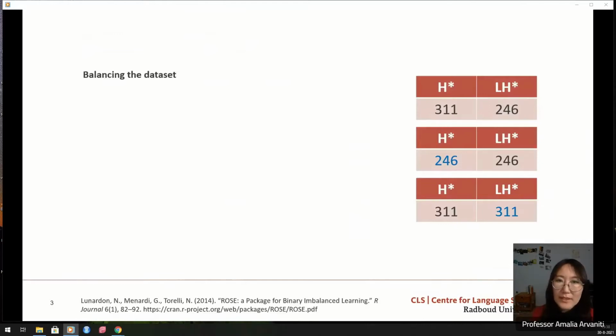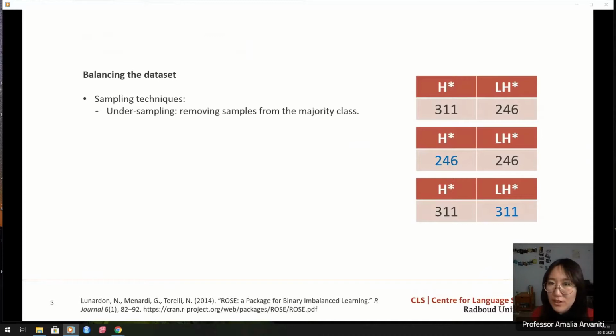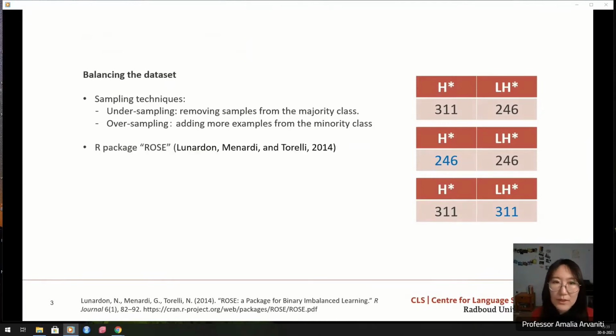To balance the data set, there are different sampling techniques. The first technique is called undersampling. That is to remove samples from the majority class, like this one, reducing 311 to 246. And there's another method called oversampling. That means you add more examples from the minority class. Yeah, like this.